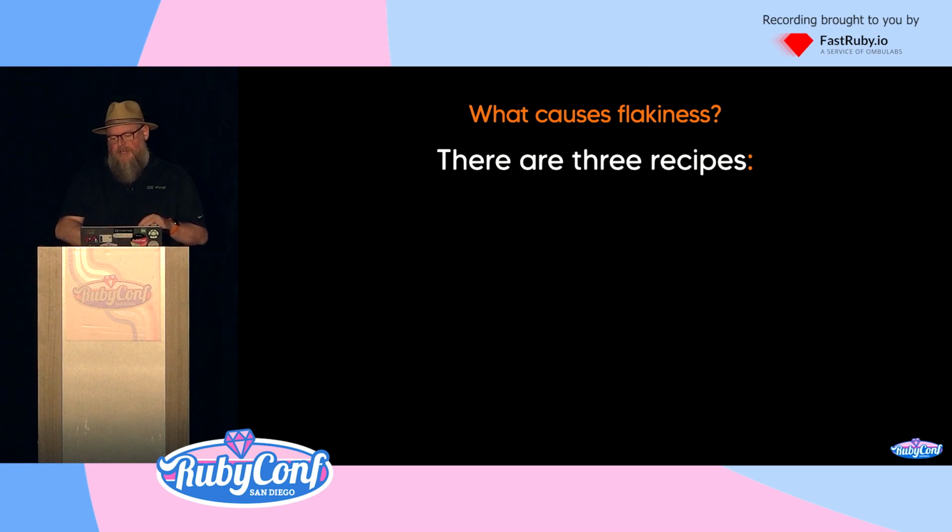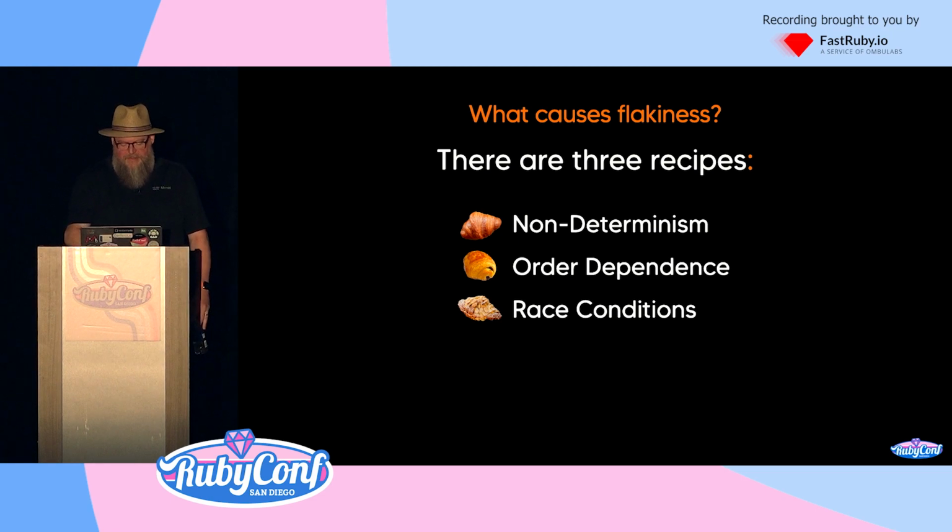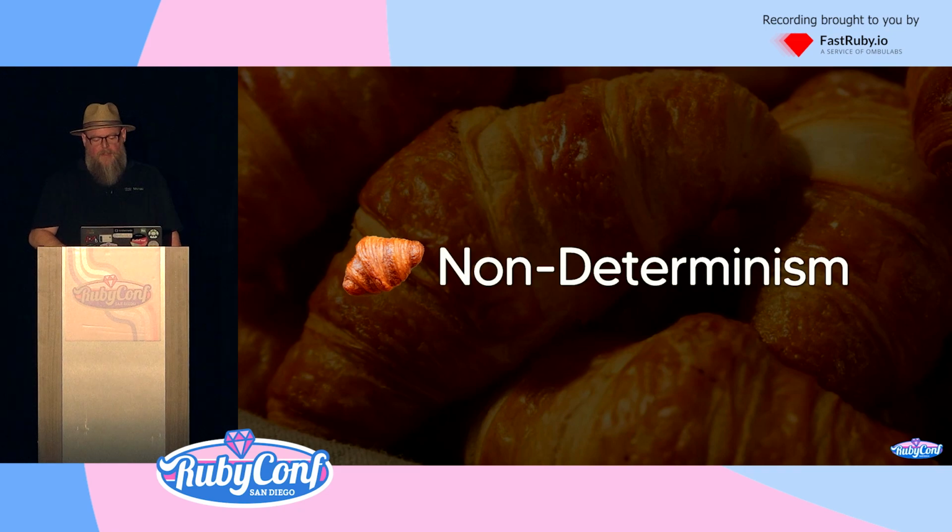What causes that change to the environment? Well, there are 3 recipes. The first is non-determinism. The second is order dependence. The third is race conditions. Let's take a look at each one of these along with some examples in code, starting with non-determinism. So what is that? What is non-determinism? In fact, for that matter, what is determinism?